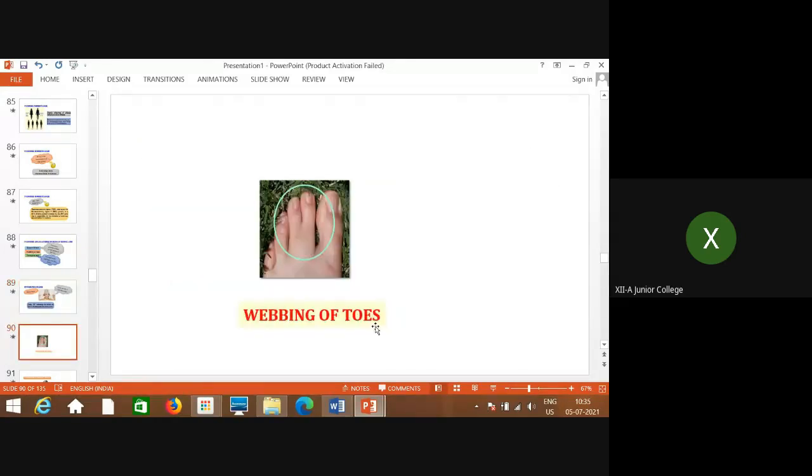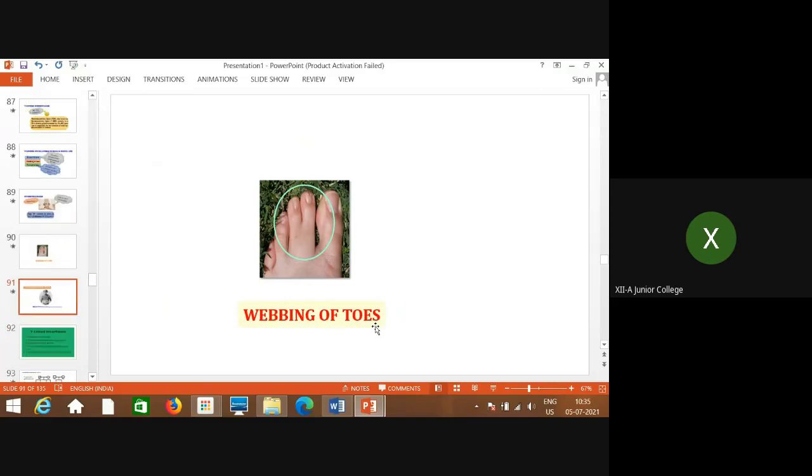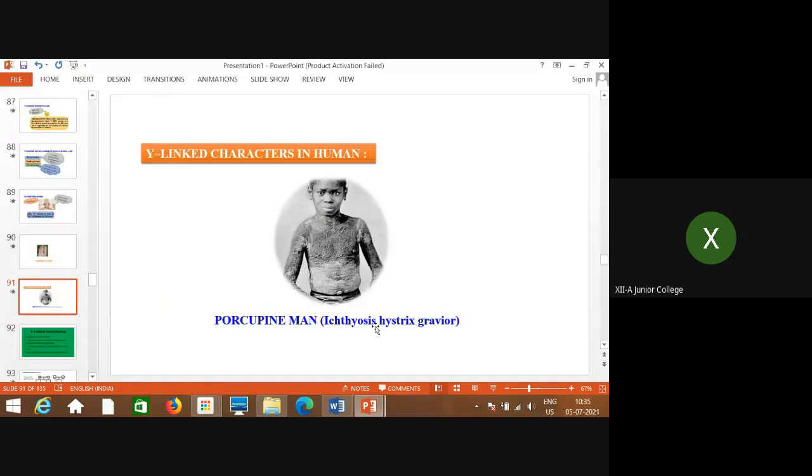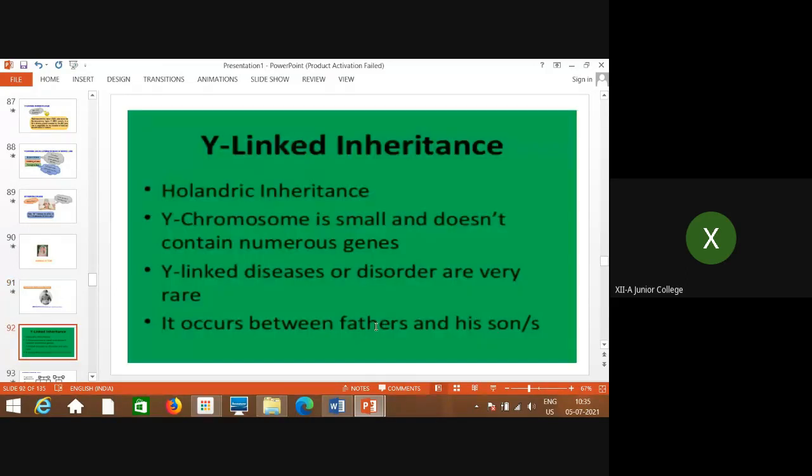Then this is what is called webbing of toes. That is also related to the Y chromosome, Y-linked inheritance. And this is what porcupine man means, that is also known as ichthyosis. So this is also a Y-linked character in human beings. So this is also called Holandric inheritance.